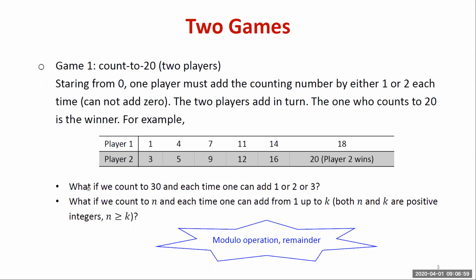Okay. And then let me ask you, what if we count to 30, and each time we can add 1 or 2 or 3? If that is the case, how to handle it? Any ideas? Hello, can you hear me? Can you repeat the question? Yes, the question is here. Let me put my spotlight here. What if we count to 30, and each time one can add 1 or 2 or 3? Then how to do it?